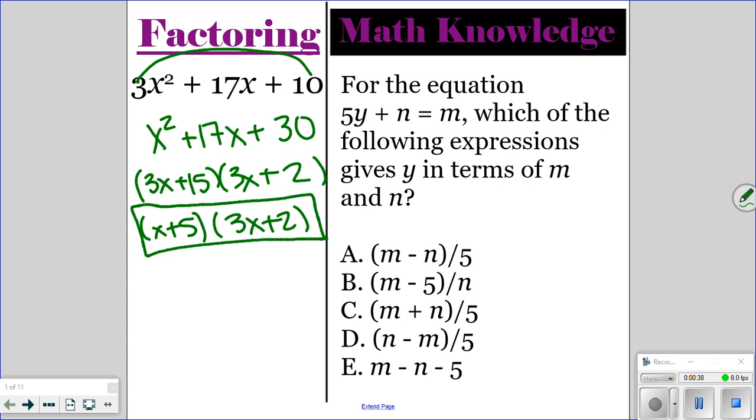For the math knowledge question, we want to know what gives the expression y in terms of x and n. So we're basically just going to solve for y. So m minus n, and then divide by 5. And that is A. So that would be your answer for that one.